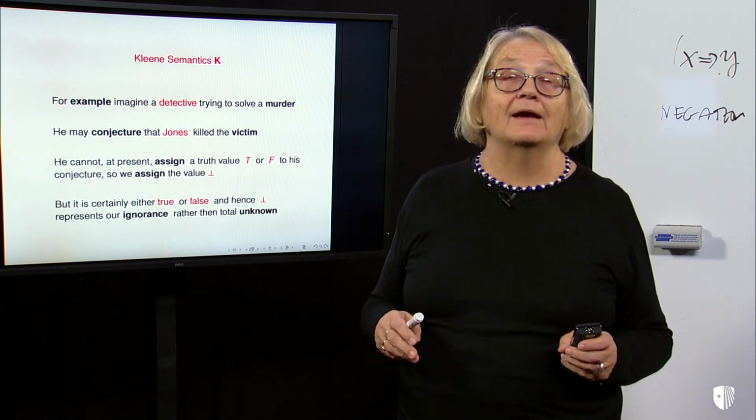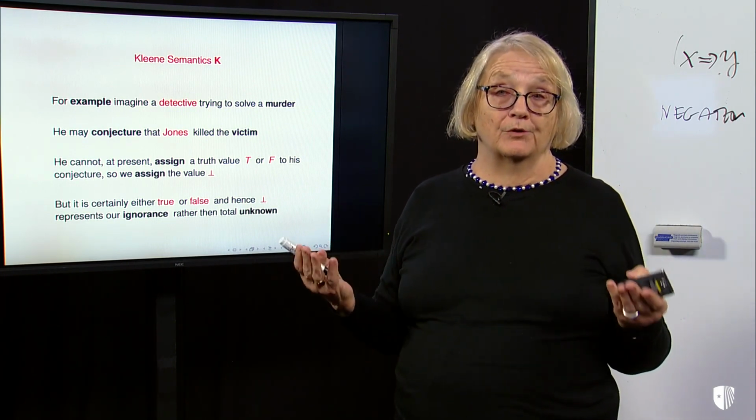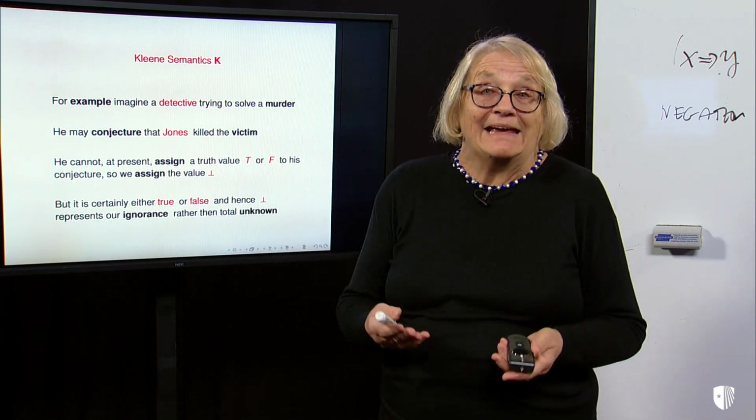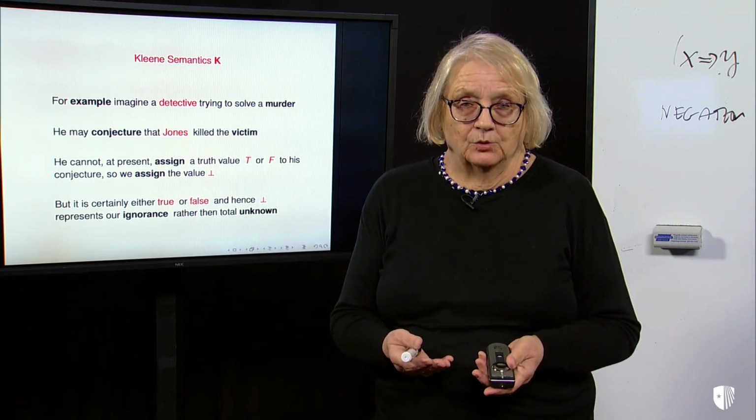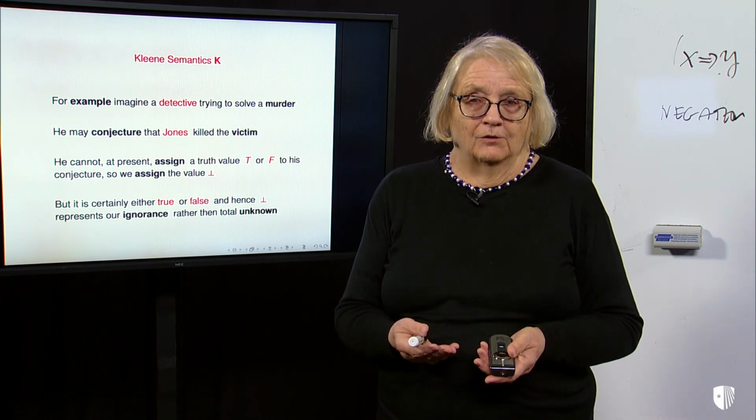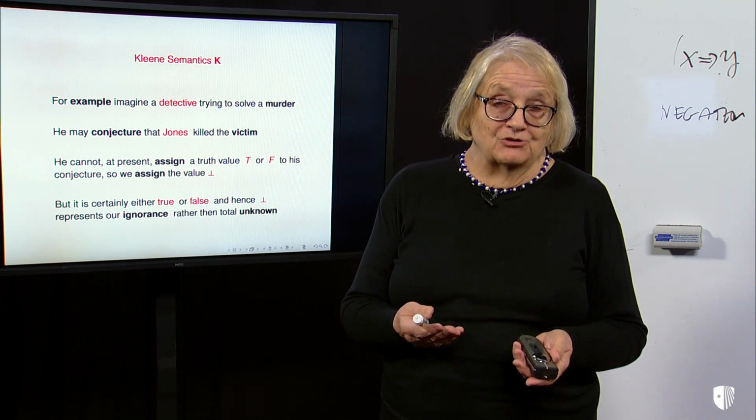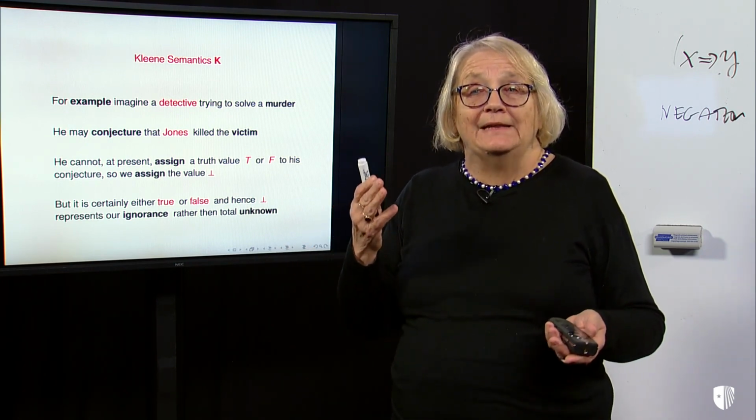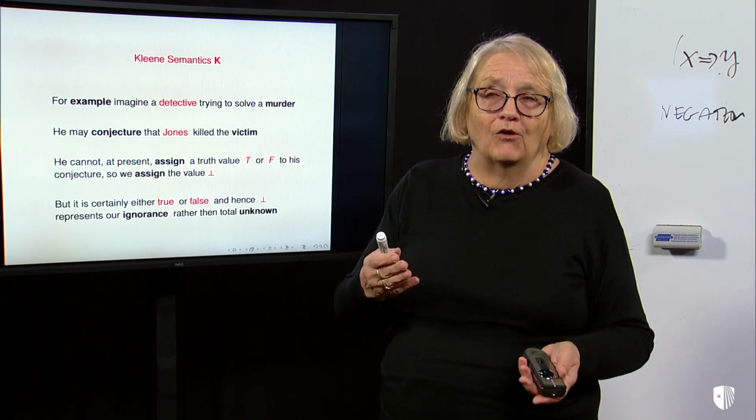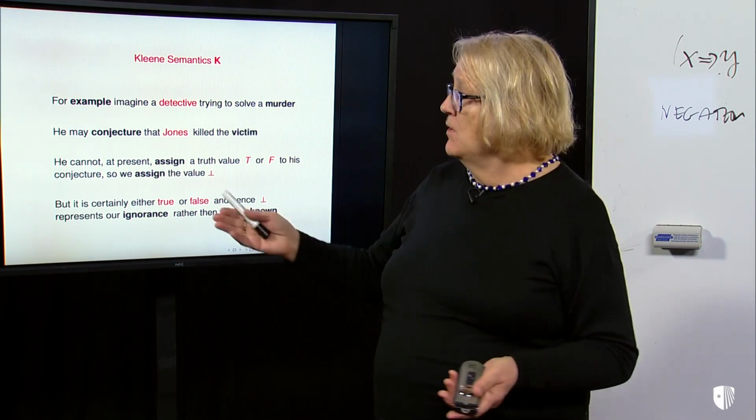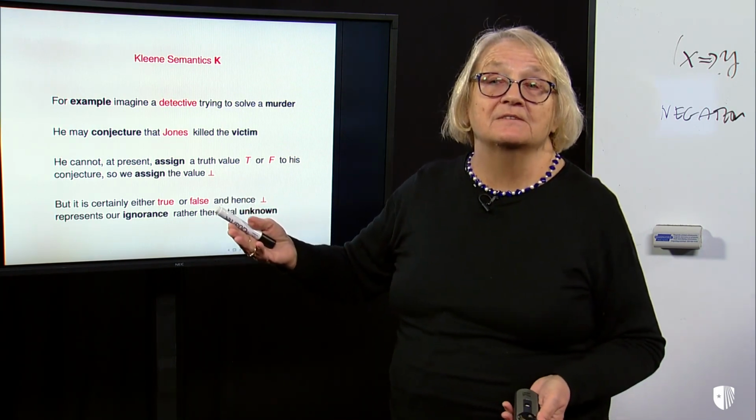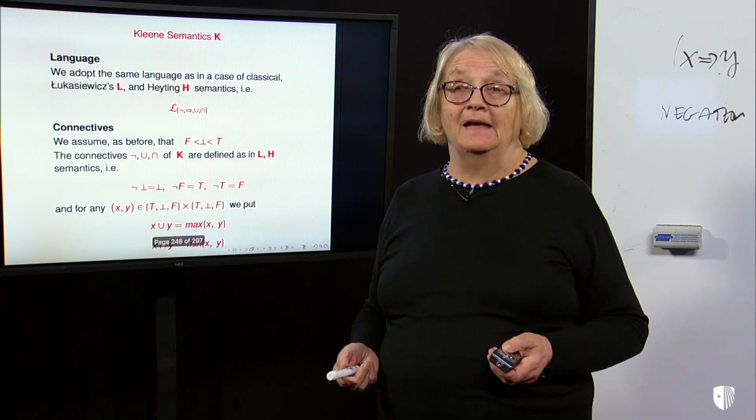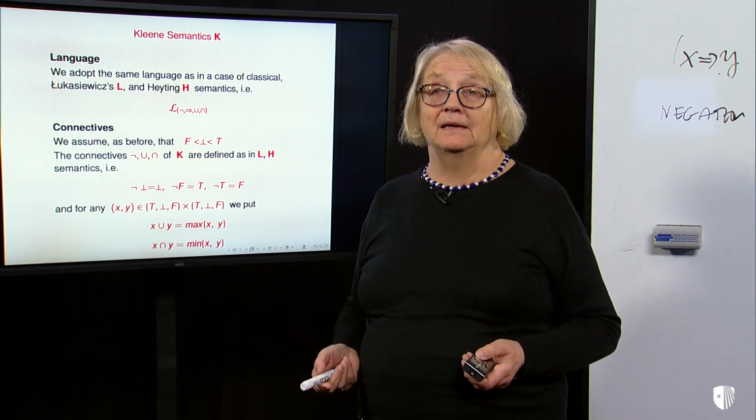Imagine a detective trying to solve a murder. He might conjecture that Jones killed the victim. He cannot at present assign a truth value to his conjecture, so we assign unknown. But it is certainly either true or false, so the unknown represents ignorance rather than unknown. That is the motivation.